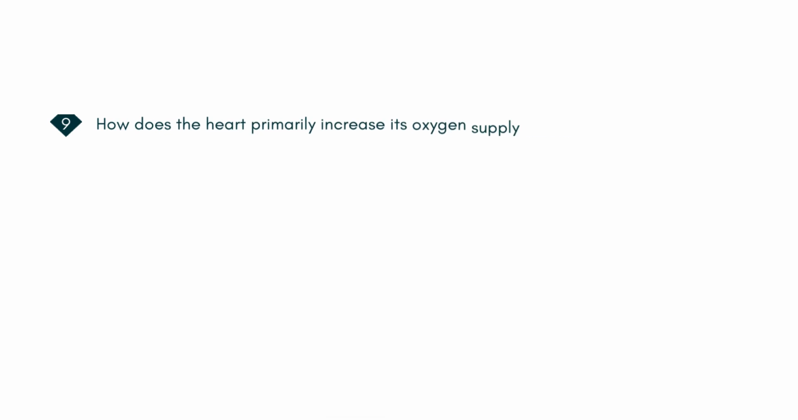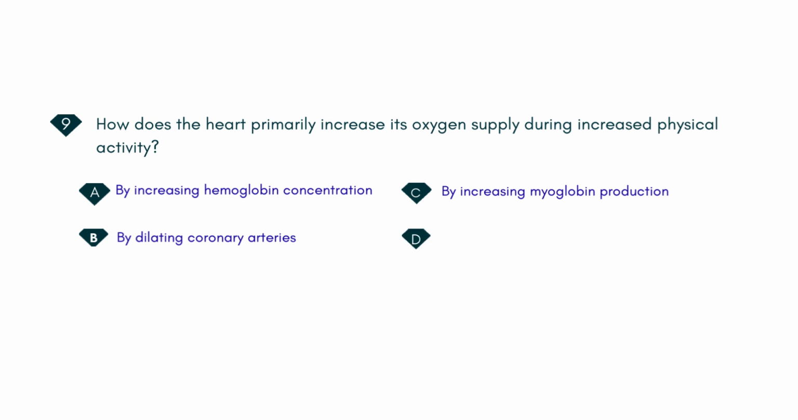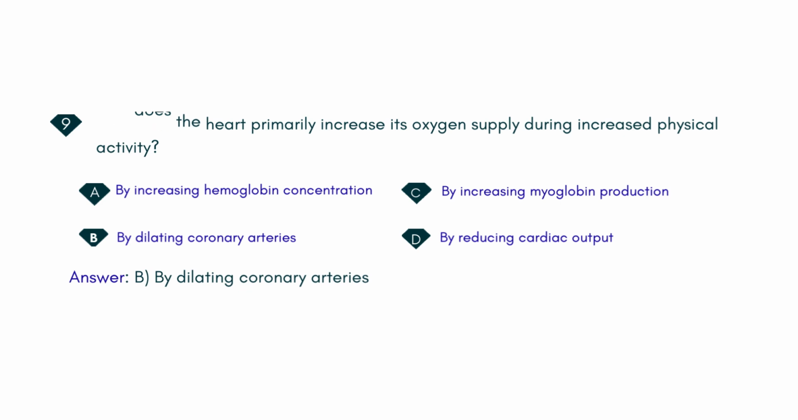How does the heart primarily increase its oxygen supply during increased physical activity? A. By increasing hemoglobin concentration. B. By dilating coronary arteries. C. By increasing myoglobin production. D. By reducing cardiac output. Answer B. By dilating coronary arteries.